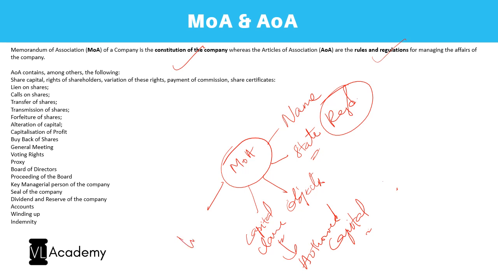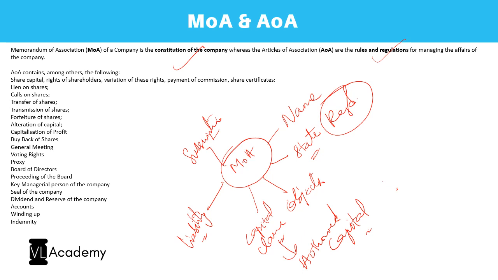And then finally we have the liability clause. The liability clause defines whether you are limited by shares or limited by guarantee, or is it an unlimited company. And finally we also have the subscription clause, wherein the subscribers to the MoA agree to subscribe to so and so number of shares, which is put across their names. So this is predominantly an MoA.